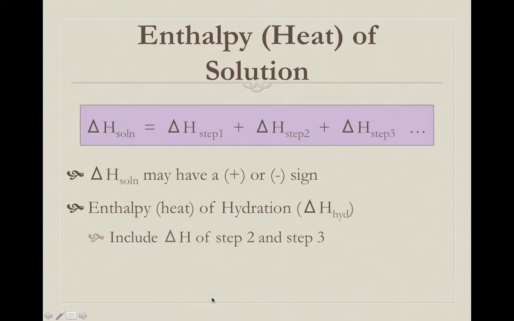And you can see if we have H1, H2, H3, it's kind of like a Hess's law problem. So if you're going to get the total enthalpy change of a solution, it's the addition of all the steps, which is very similar to Hess's law. This may have a positive or negative sign. Again, that'll tell you whether it's endo or exo.